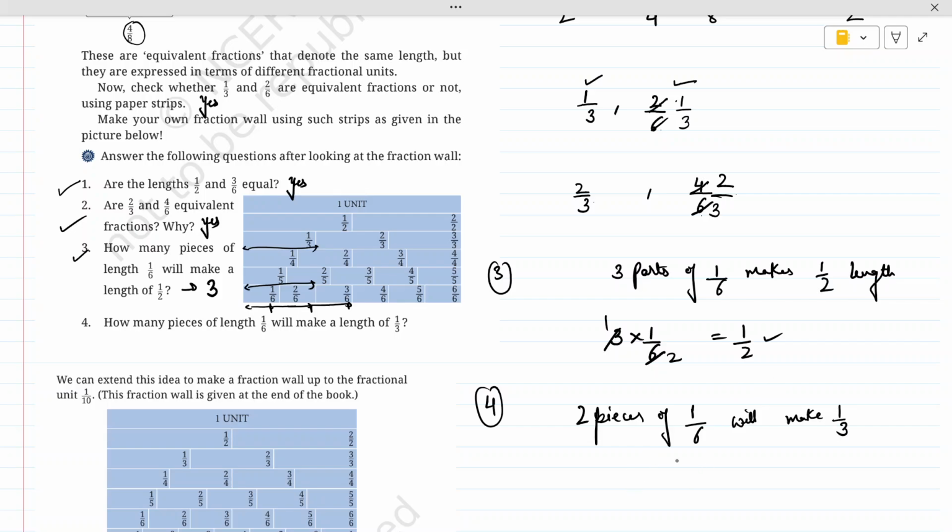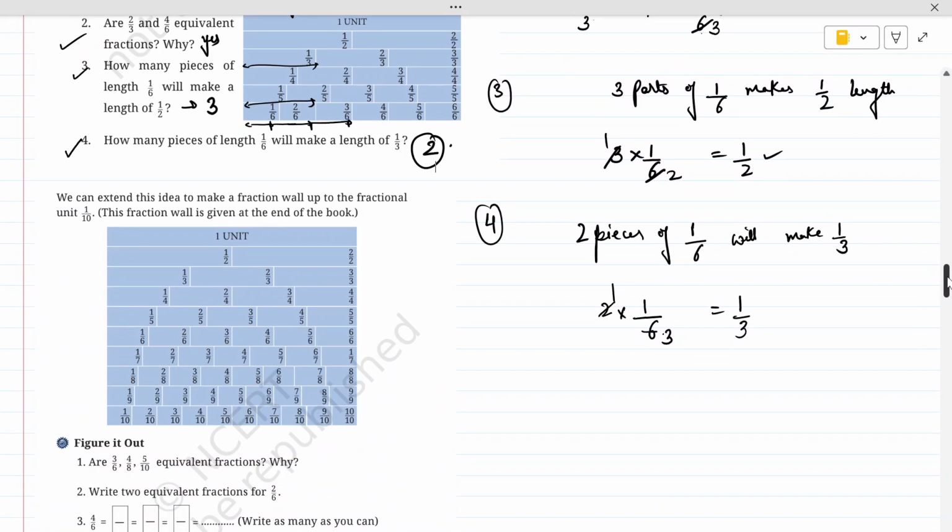Otherwise also, we have to see how many pieces of 1 by 6 will make 1 by 3 here. That means we have to make 3 here. So what we are going to do? We have to divide this in a way so that we get 3 here. So what we have to do here is we are going to multiply this with 2. So we'll get 2 into 1 and 2 into 3. Simple mathematics. So this will be 2 here. Answer is 2. Okay. Similarly, we have given the fractional wall till 10 here.